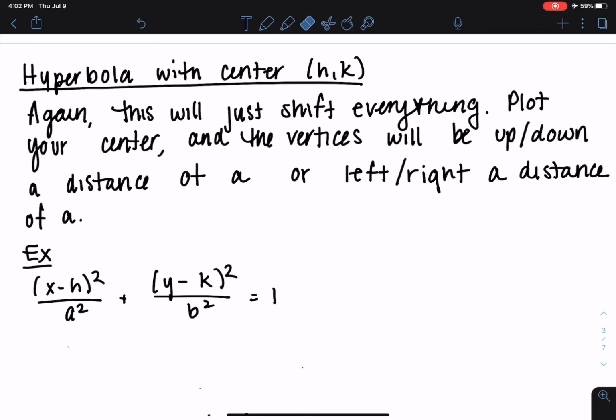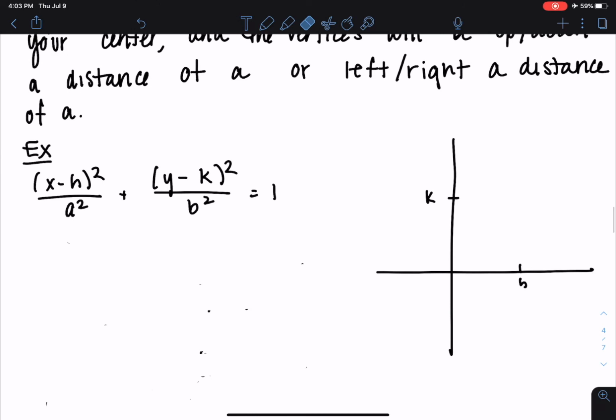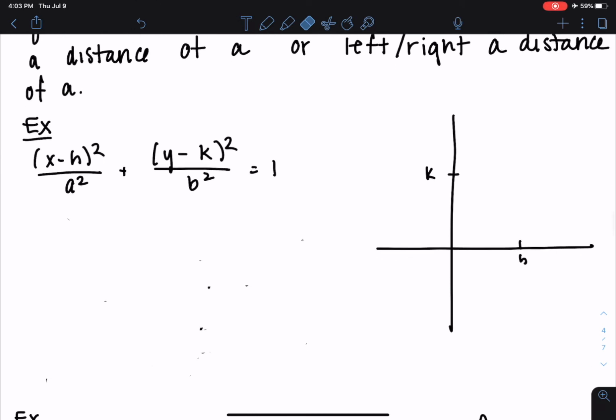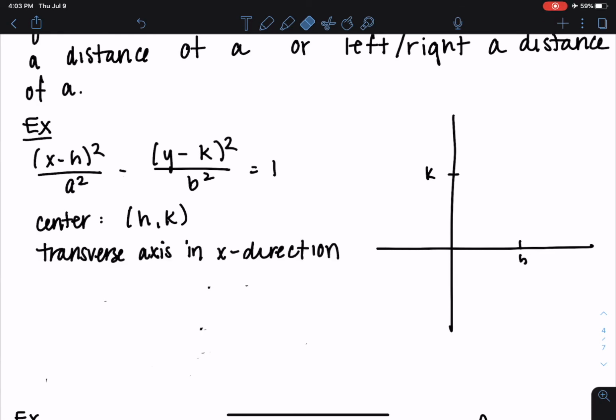So we're going to just look at one specific example, go ahead and plot it, and figure out all that information. So we're going to consider the case where we have the x being the positive term and the y being the negative term. So your center is going to be h, k. It opens in the x direction because the x is positive.